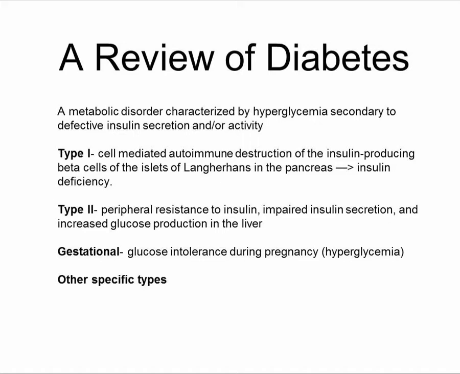The second type, type 2, is the most common form, and you may know this as adult onset diabetes. Type 2 is a peripheral resistance to insulin, impaired insulin secretion, and increased glucose being made in the liver. The third main type is gestational diabetes, and that is with our pregnant ladies where they have a glucose intolerance during their pregnancy. And then there are some other specific types, but we won't mention those today.